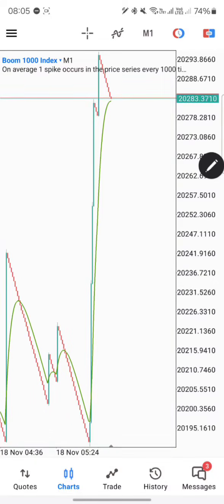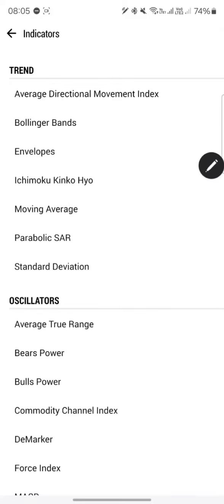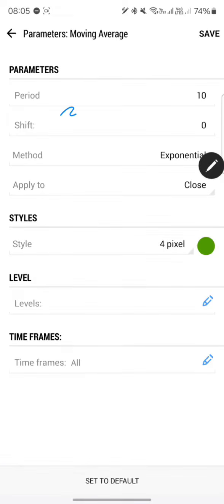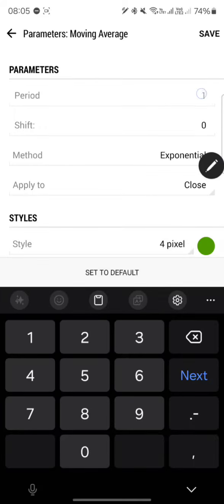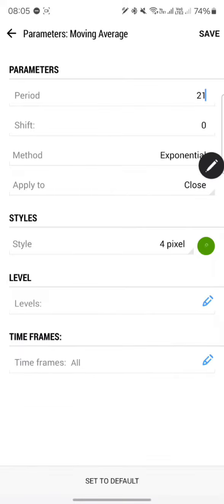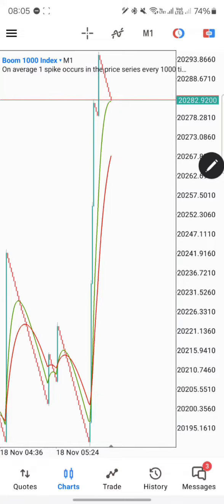Then we're going to press on that icon again, and we're going to click on the F plus, and we're going to click on moving average. Only thing we're going to change is our period. So this one, we want to change to period 21, and then the color we're going to change to red. You can choose any color of your choice. Click on save, and that is how it should look.